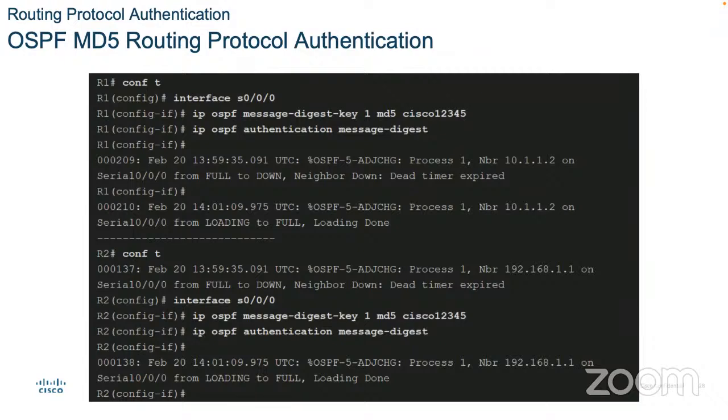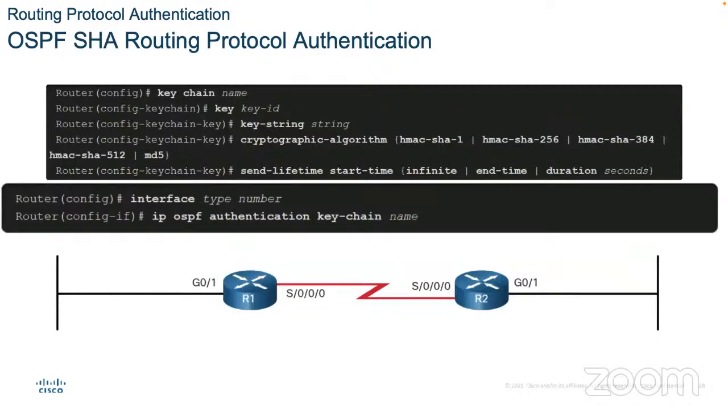And if you're like me going, I don't know about using MD5, you can also do it for SHA. You would specify the authentication keychain in global config mode by giving it a name, assigning a number, specifying the SHA authentication. You should specify when the keys will expire and then assign that key to the interface you want.